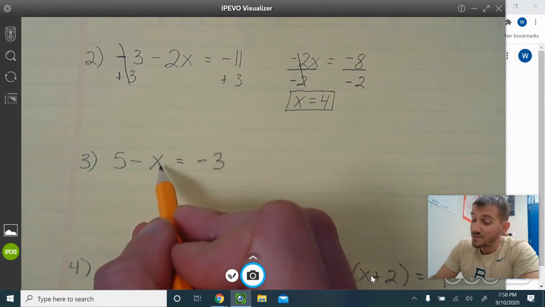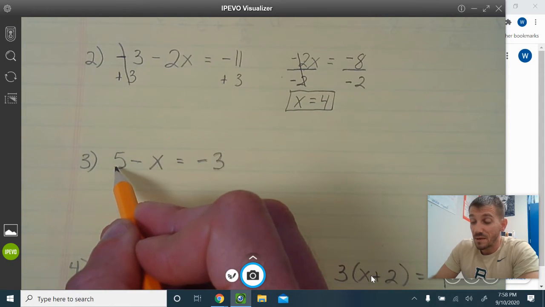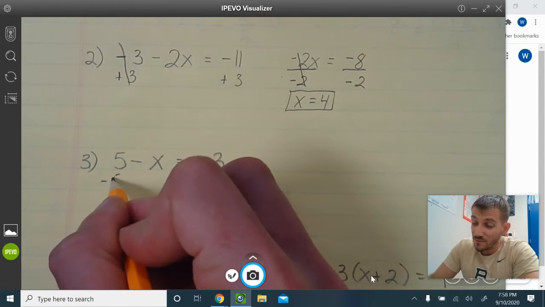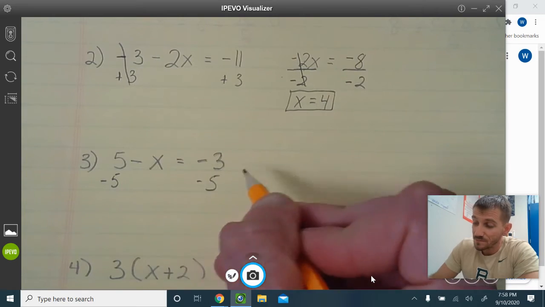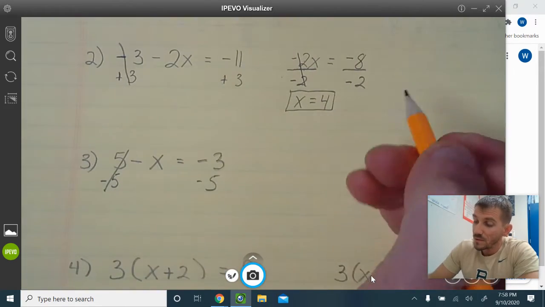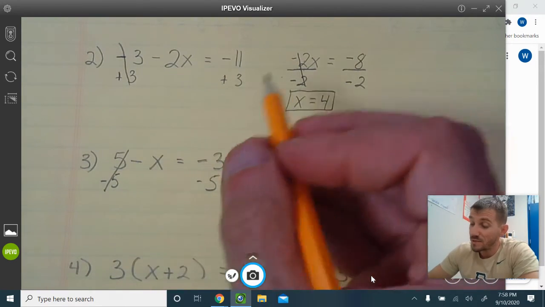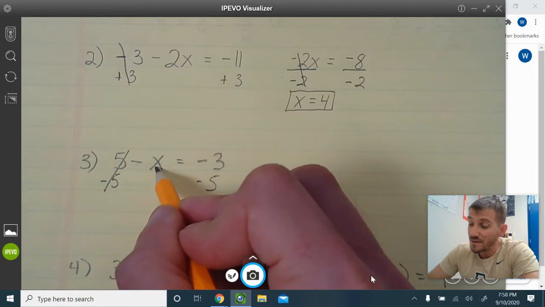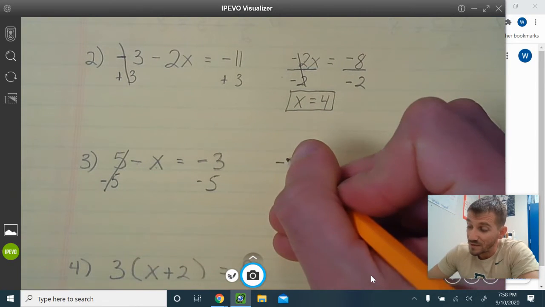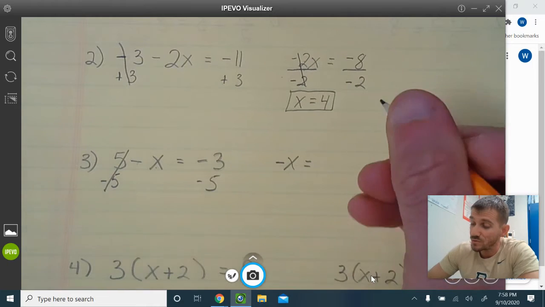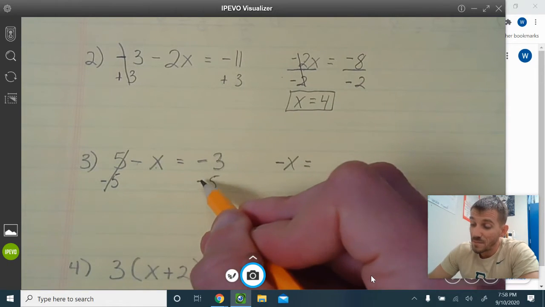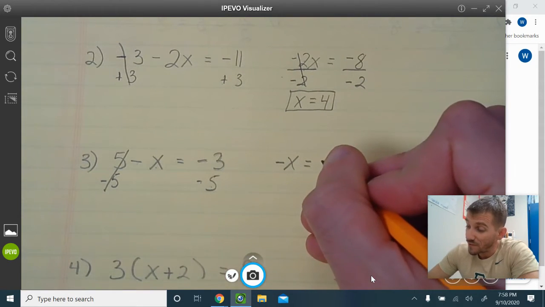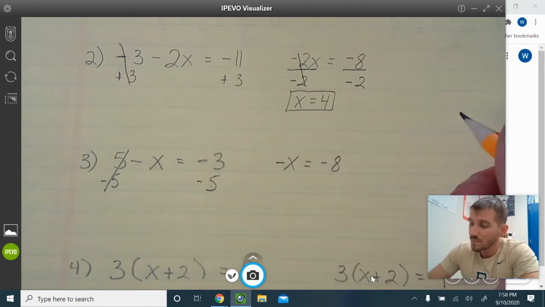In this case, again, it's easy to get rid of a positive 5 by subtracting 5 from both sides. Now, one thing to note, pay attention that we still have that negative x on that side. So we have negative x is equal to negative 3 minus 5 more. That would be, in fact, negative 8.